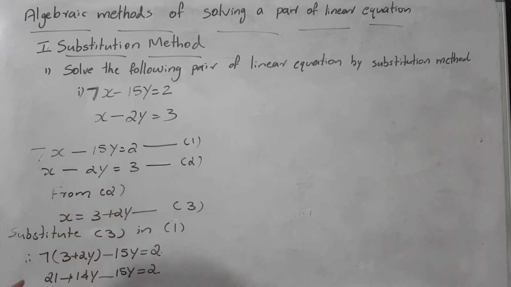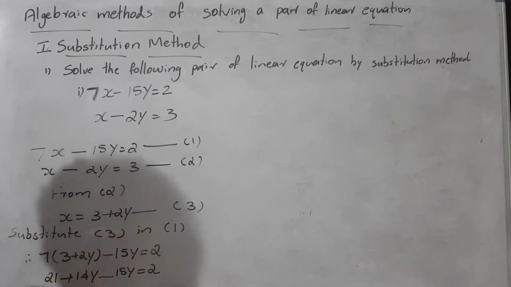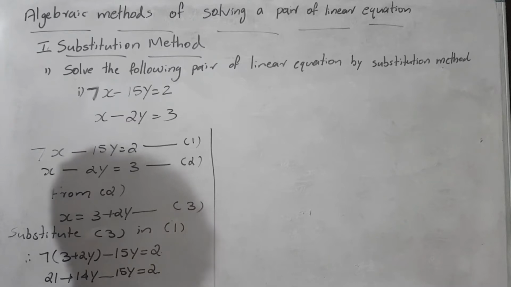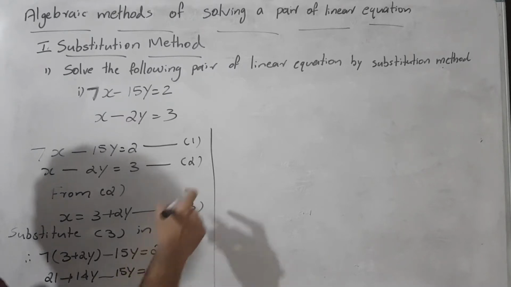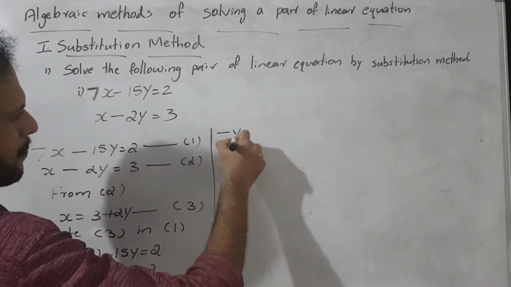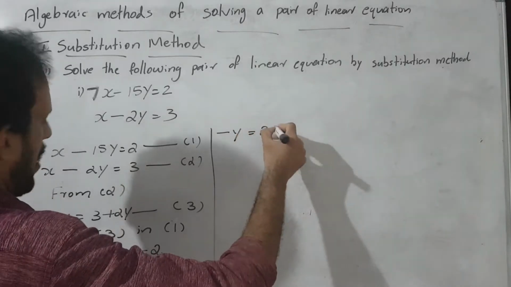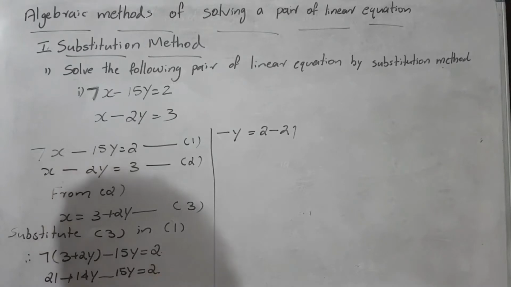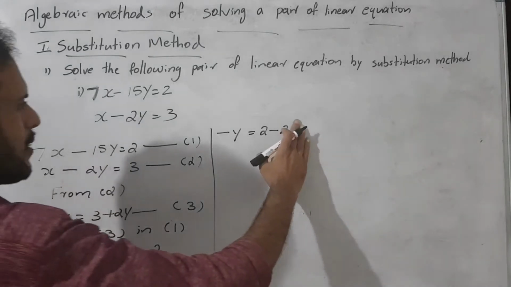Next, transpose plus 21 to the side of 2. Then what do we get? 14y minus 15y is minus y is equal to 2 minus 21. Correct? If we transpose 21 to the side of 2, then what we get is 2 minus 21.